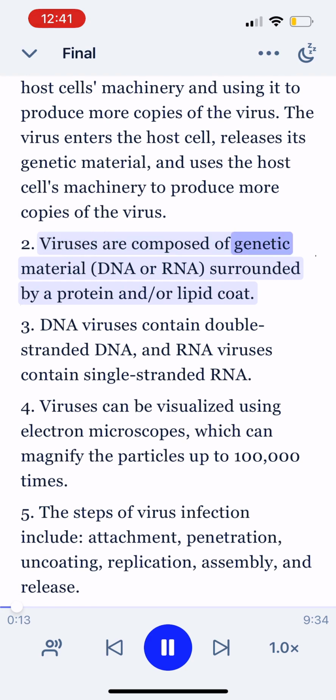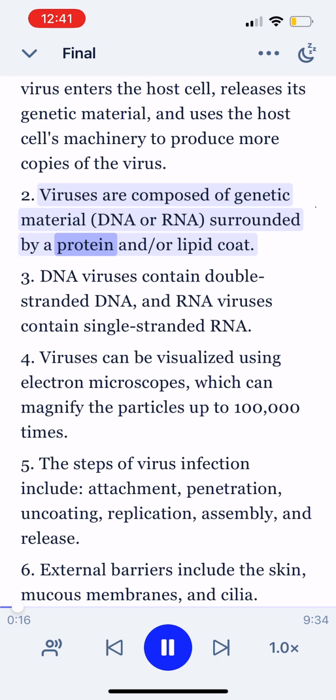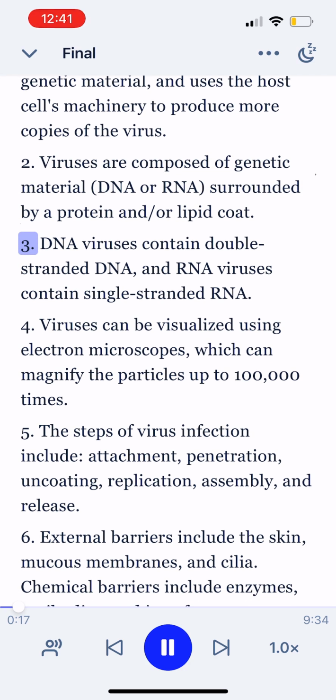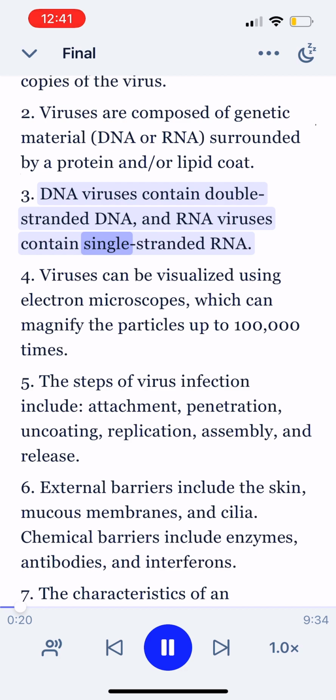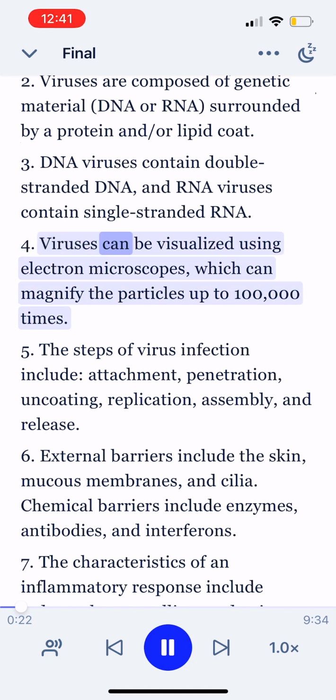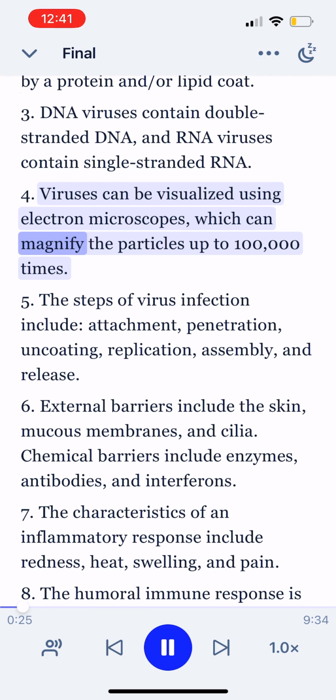2. Viruses are composed of genetic material, DNA or RNA, surrounded by a protein and/or lipid coat. 3. DNA viruses contain double-stranded DNA, and RNA viruses contain single-stranded RNA. 4. Viruses can be visualized using electron microscopes, which can magnify the particles up to 100,000 times.